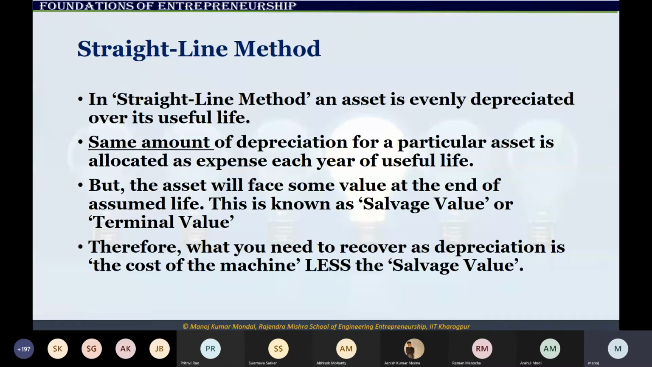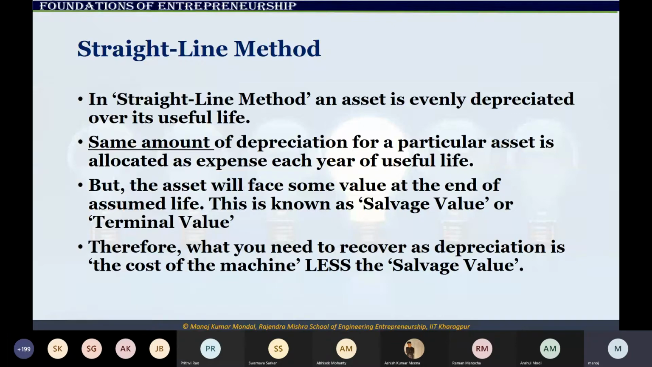If it has 5 years of life, then you have to distribute the cost over these 5 years. But you should not distribute the whole cost, because you're going to recover 1 lakh at the end. So 5 lakh minus 1 lakh leaves 4 lakh. You have to distribute this 4 lakh over 5 years. That means your depreciation every year is 4 lakh divided by 5, which is 80,000 rupees. And at the end of 5 years, you're going to get back 1 lakh rupees. So you recover the entire cost of the machine. That is the philosophy: you have to recover the entire cost of the machine during its life.